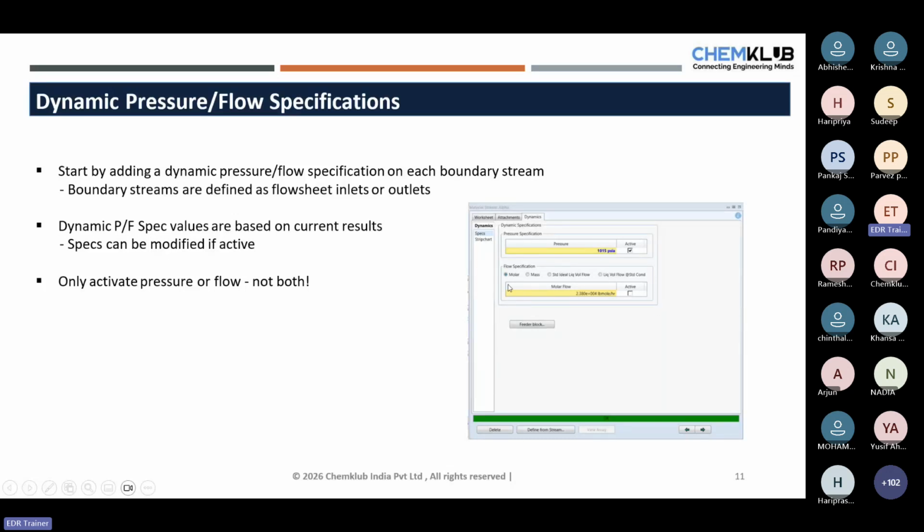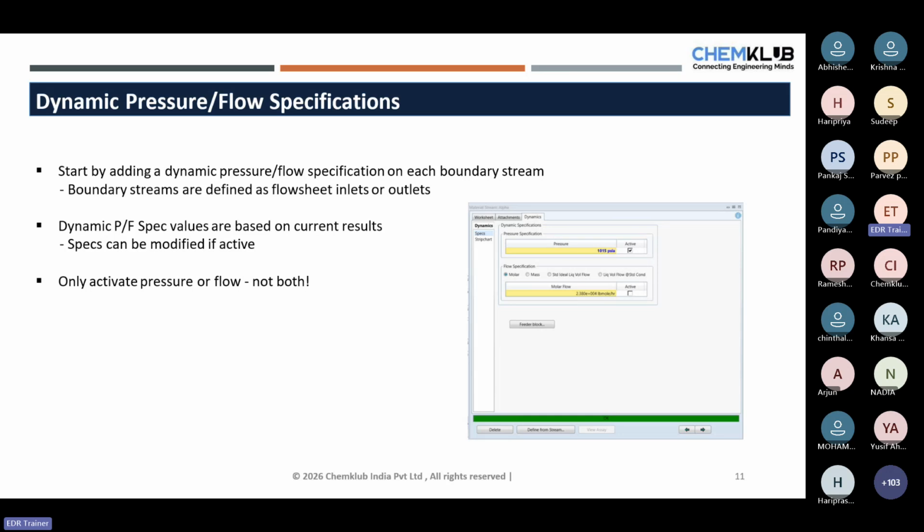The flow can be molar, mass, standard ideal, or liquid volume at standard condition. So you have to specify either of these. These specifications represent how the external world interacts with the process. Whatever node is considered right now within that dynamic simulation, apart from that, even though it is a part of your entire process, that becomes an external thing to this node.